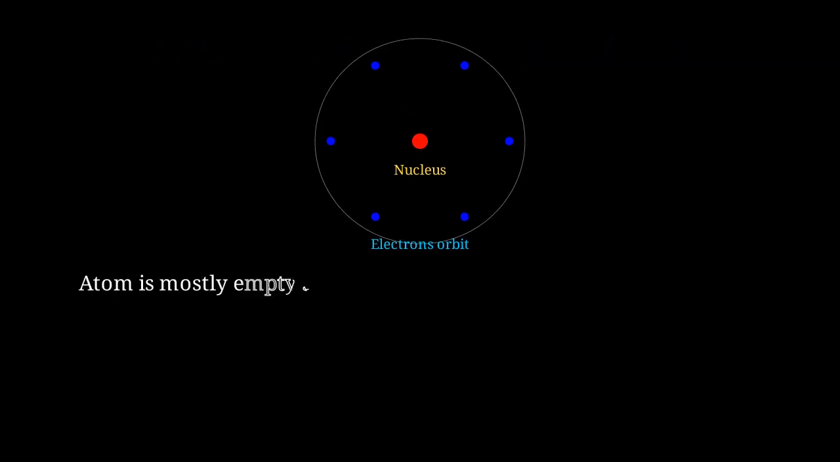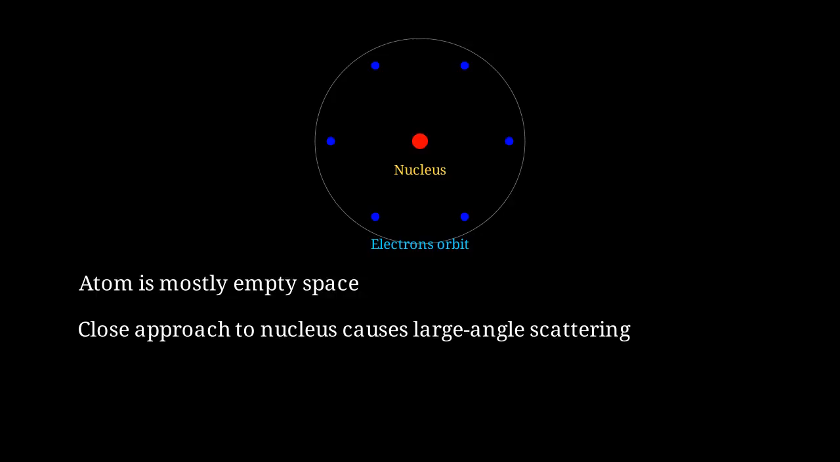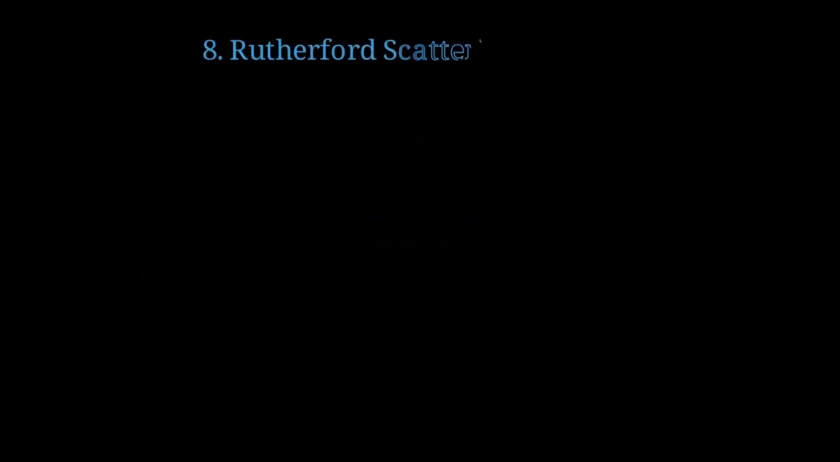This explains why most alpha particles pass straight through. The atom is mostly empty space, so there's nothing to deflect them. But occasionally, an alpha particle passes very close to the nucleus and experiences an enormous electrostatic repulsion, causing large angle scattering. Rutherford developed a quantitative formula to describe the scattering probability as a function of angle. The scattering is pure Coulomb scattering from a point-like nucleus containing all the positive charge.